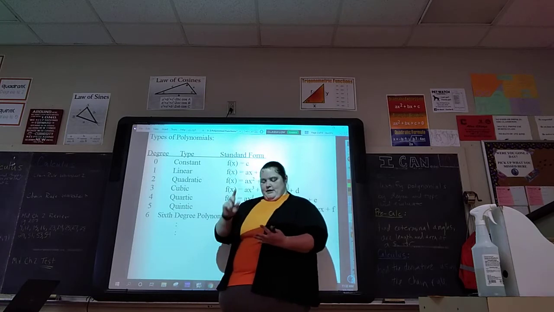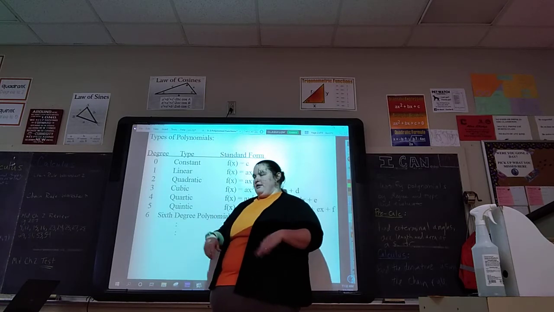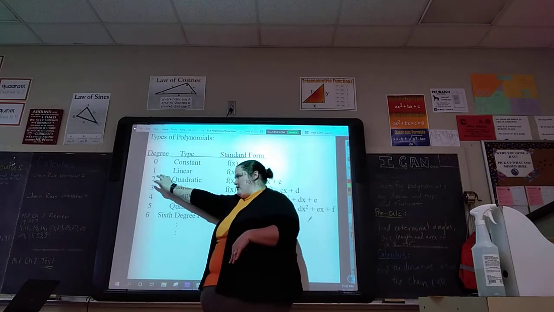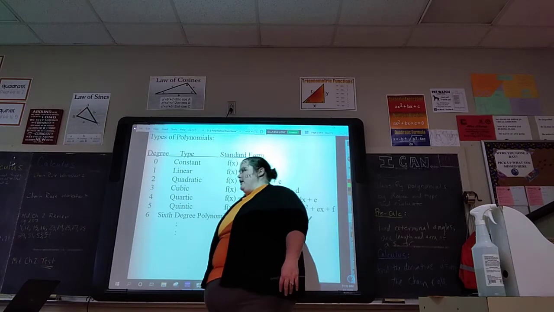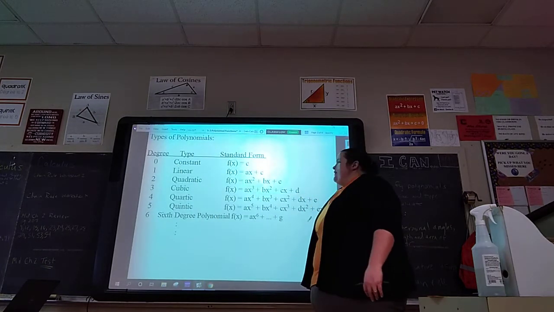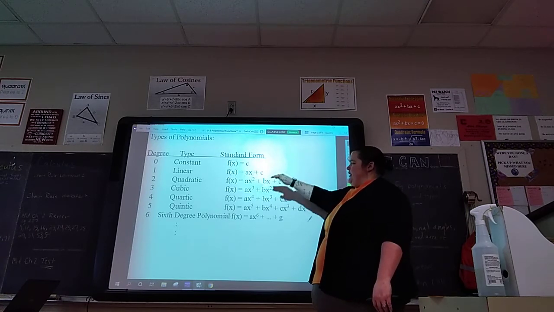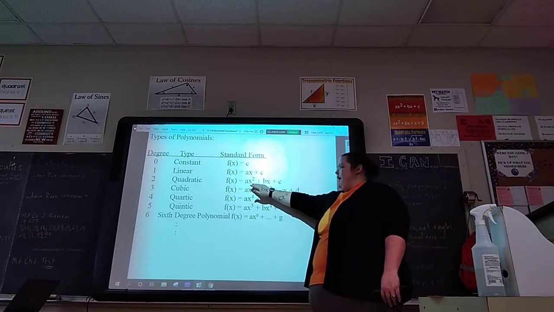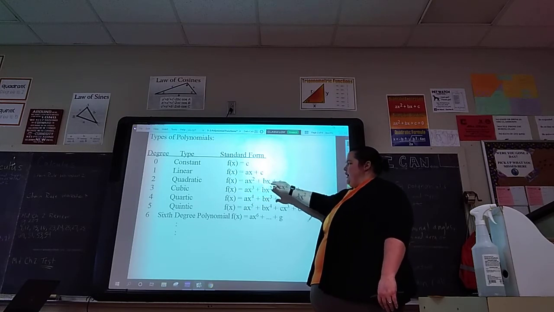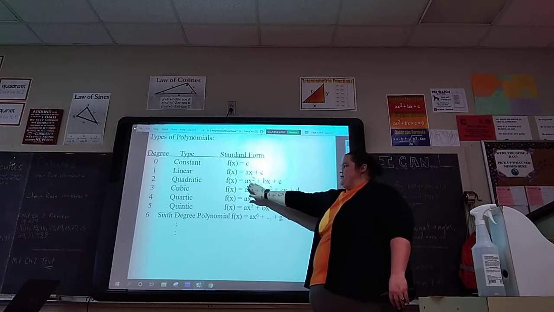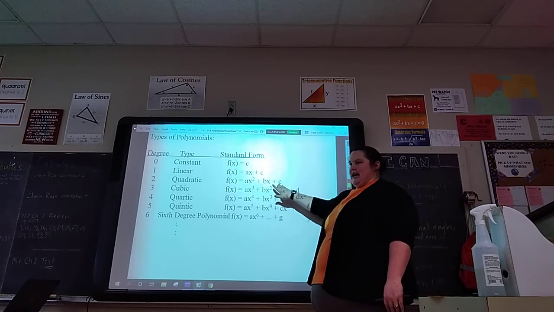So we graphed them, we used the quadratic formula, we factored, we did all that with quadratics. It's also a polynomial, so it's still included in this unit. And then for standard form here, again, the highest exponent comes first, and then it is a possibility for you to have all the other terms underneath it. So this one has a quadratic term, a linear term, and a constant term.